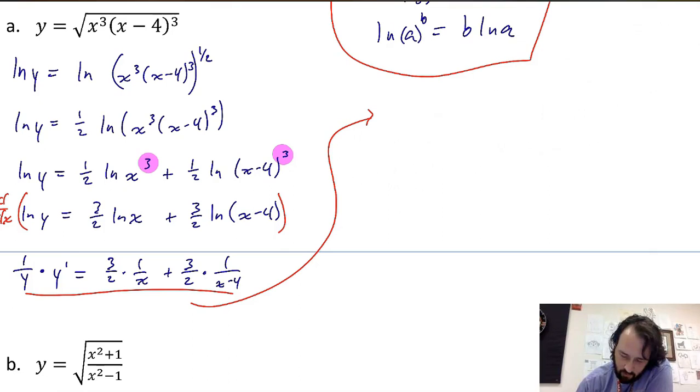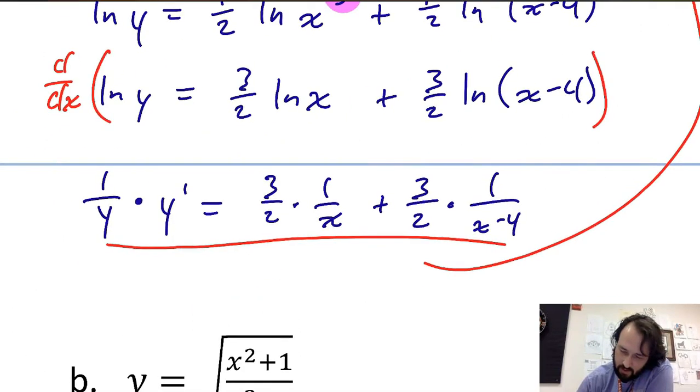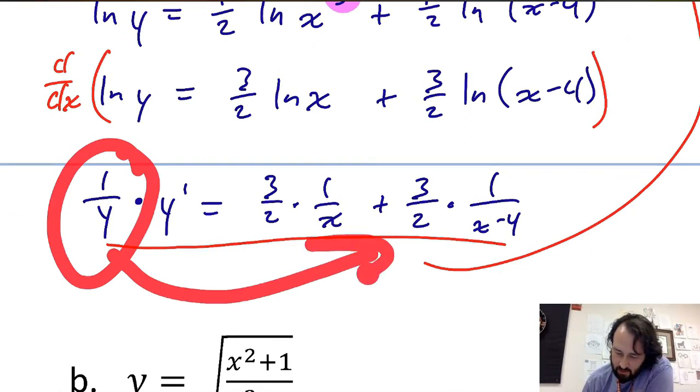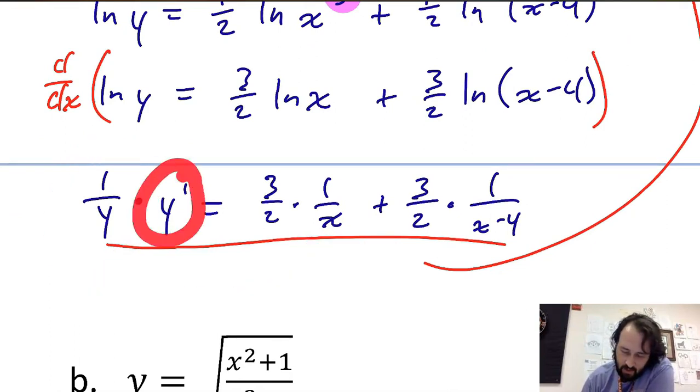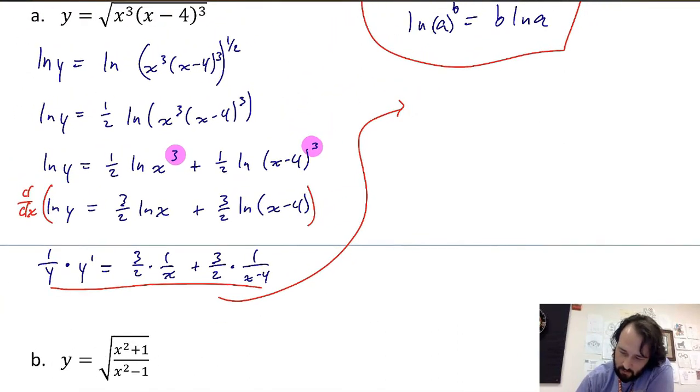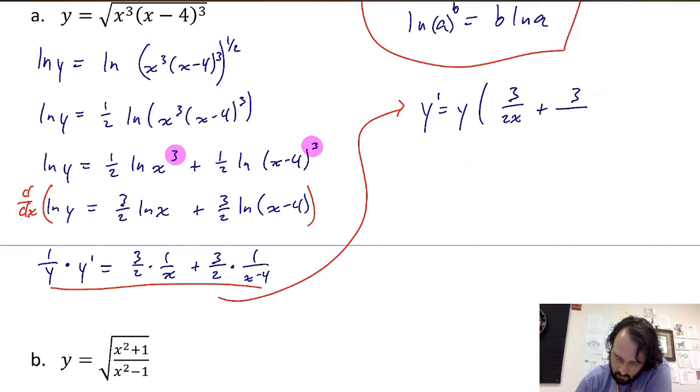So now that 1 over y on this left-hand side, I do need to get rid of this. I need to multiply it to the other side such that I have the y prime by itself. So if I multiply it up to the other side, then I have y prime equals y times 3 over 2x plus 3 over 2 times x minus 4.